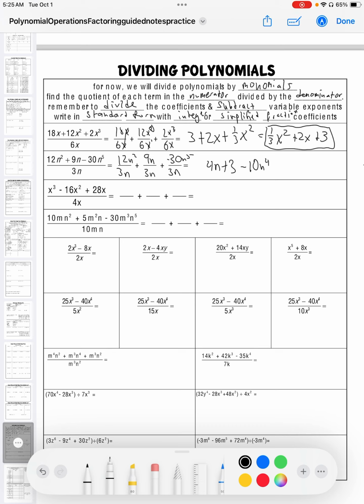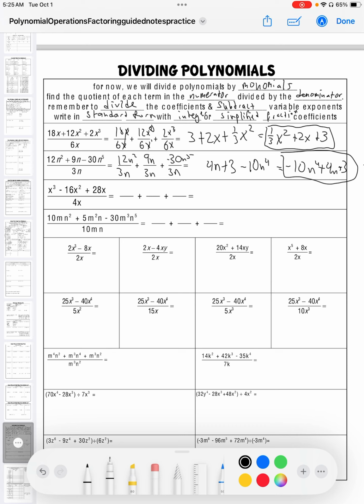But then we need to put those in order. The negative 10n to the 4th would go first. Then the plus 4n. And finally, the plus 3. So there is the final answer for that one. And we can keep going through.